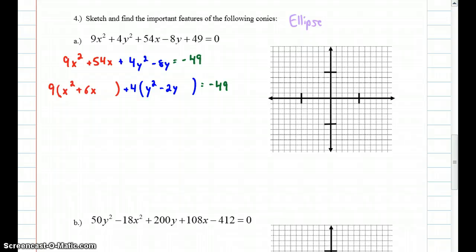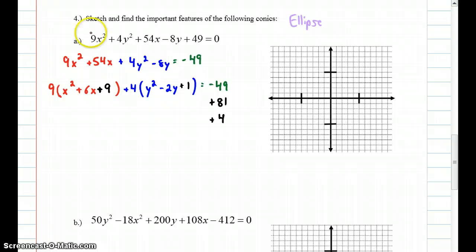In this case, I'm going to need 6 divided by 2 is 3, squared is a 9. So I'm adding a 9 over here, but I'm not really adding 9, I'm adding 9 times 9. So I'll put the plus 81 over on that side. On this one, it's negative 2y, so what I'm going to need to complete the square is a plus 1, but it's not just plus 1, it's plus 4 times 1, so plus 4.